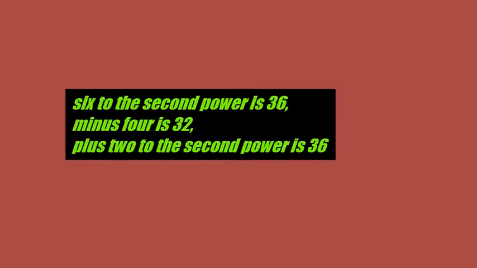But let's say you rolled a 6, a 4, and a 2. You could take 6 to the second power, which is 36, minus 4 is 32, plus 2 to the second power is 36. That's a big old yep.